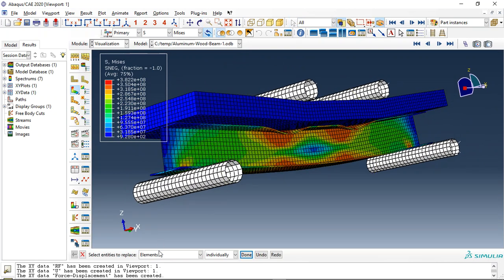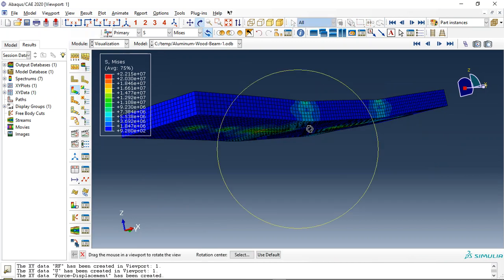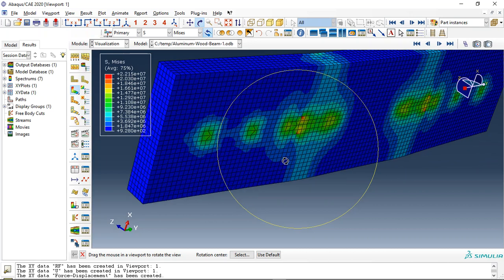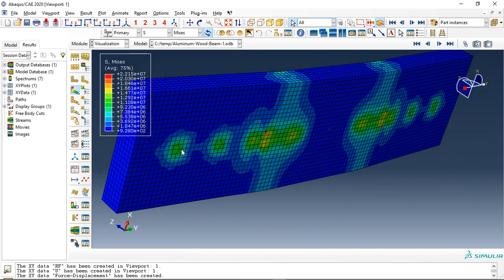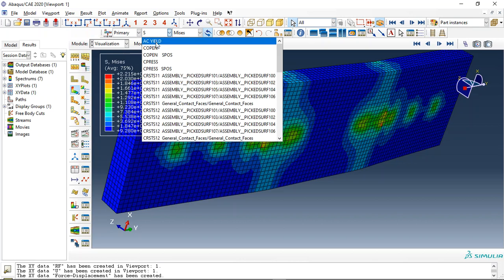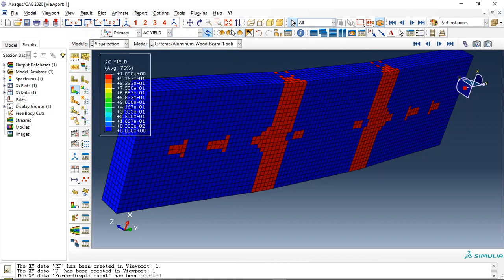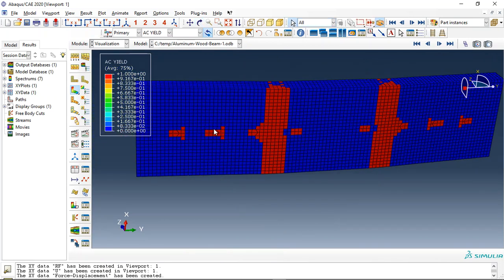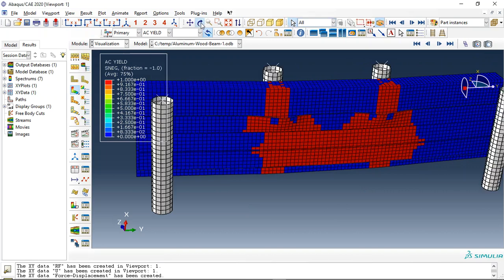Also, let me replace first the wood. We use connectors between the aluminium and the wood slab. Here you can see the critical zones happen at the connection area. See, these are the connection areas, and we can check the yield criterion also for that. See, here is the loading area, but here are the connection areas. See, in the connection we have the failure.